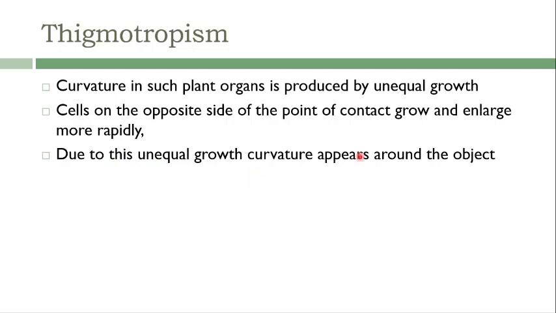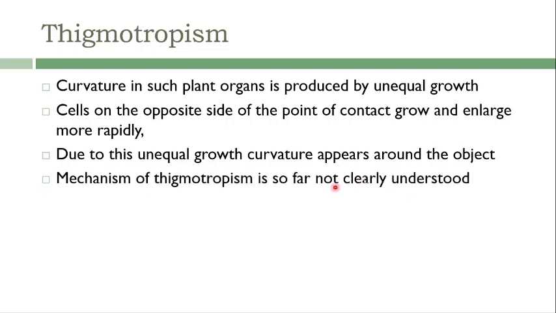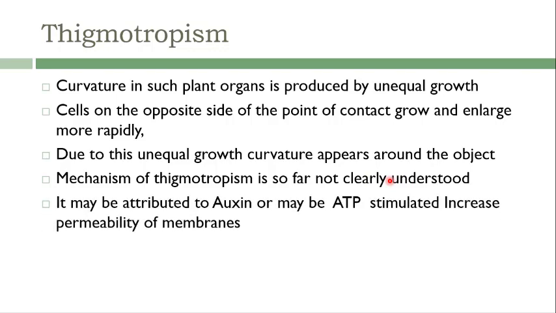So due to this unequal growth, curvature appears around the object, but the mechanism of thigmotropism is not clearly understood, as we have discussed the many mechanisms or pathways of other stimuli. But there are possibilities that it may be auxin or it may be ATP, which stimulates the permeability of the membrane, and due to this increased permeability of the membrane, it will allow the entry of different ions and water molecules, which will have a role in thigmotropism.